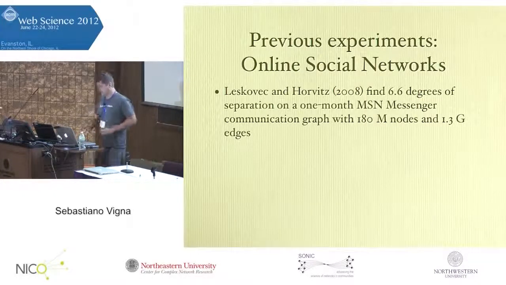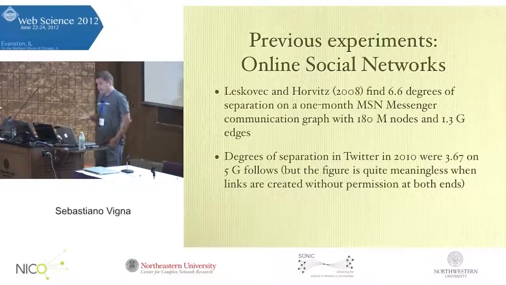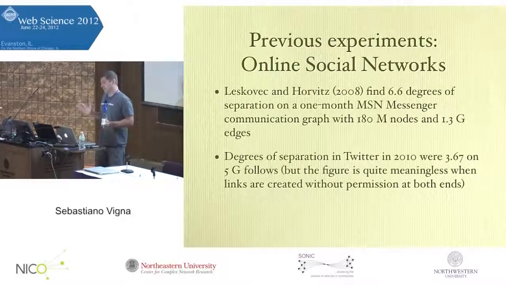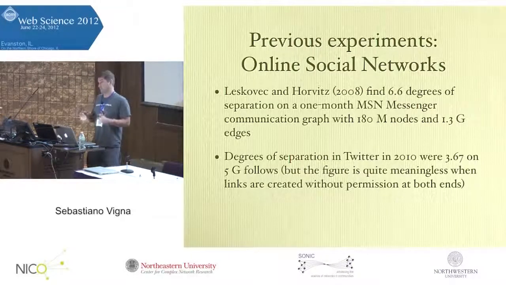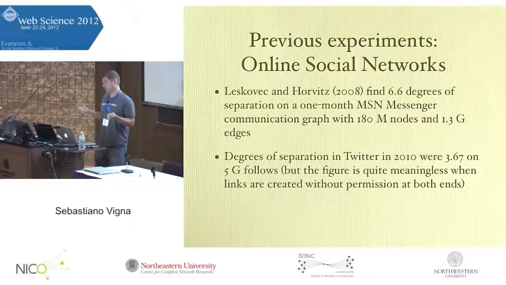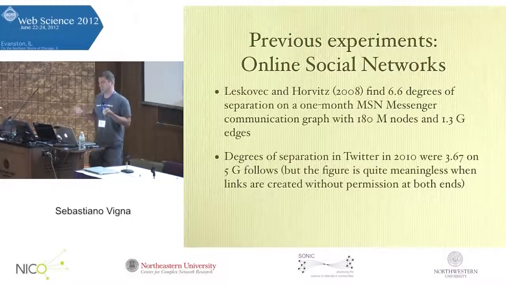And they get 6.6. It is known from various sources with various variations that Twitter has an incredibly small number of degrees of separation. But there are 2 problems here. The first one is that the network is highly disconnected. So there are a lot of pairs that are not connected at all.